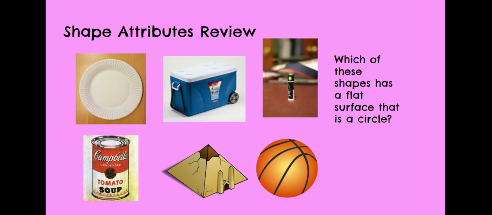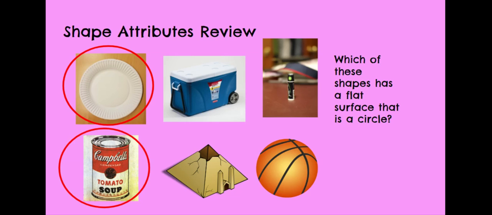Let's talk about which of these shapes have a flat surface that is a circle. The first one is this plate. The plate has a flat surface on top and it is the shape of a circle. Next is this can of soup. A can is a cylinder. It has a flat surface that is shaped like a circle on the top and the bottom.